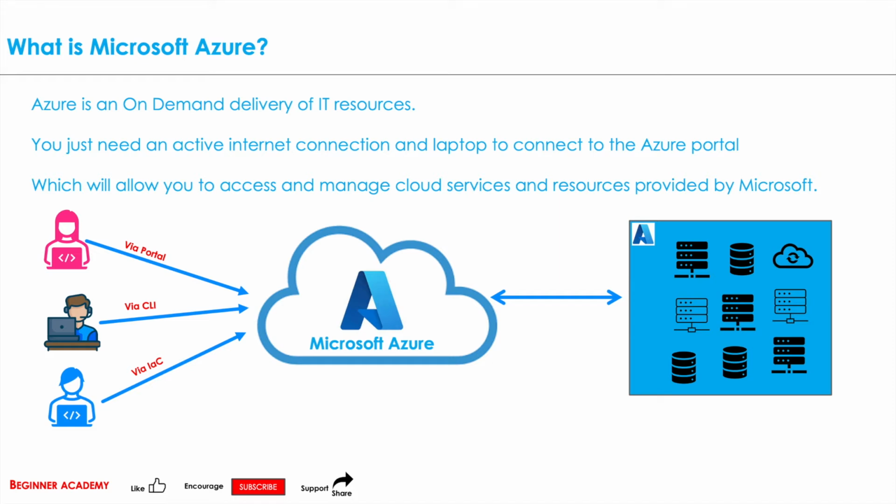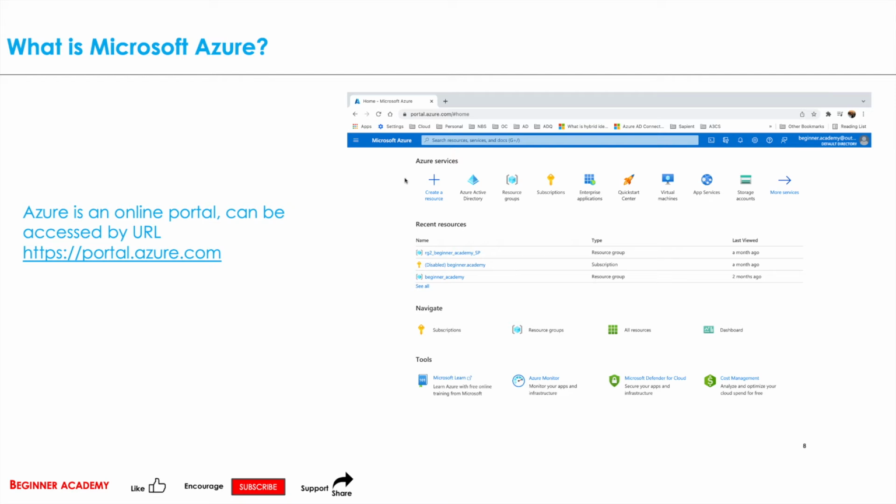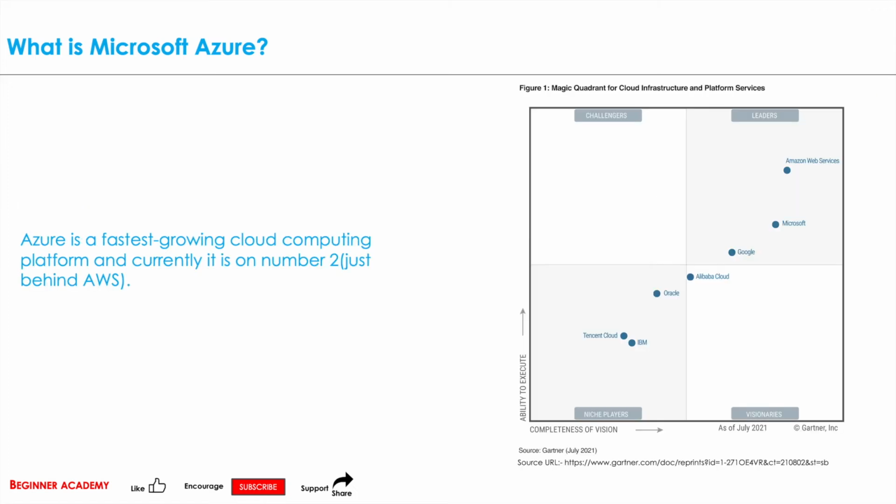Let us go to the next screen. As you can see, Azure is an online portal, accessed via the URL https://portal.azure.com. This is a screenshot where I have logged in using the beginner.academy account, and after logging in, I can create any resource, destroy it and manage it. In the next slide, you can see a screenshot of the Magic Quadrant for cloud infrastructure and platform services. Here you can clearly see Microsoft Azure in second spot, just behind AWS. By the way, this screenshot is from Gartner, released in July 2021.